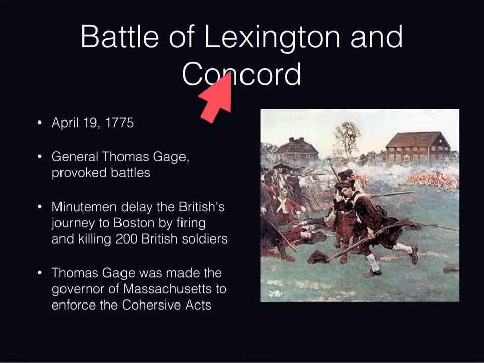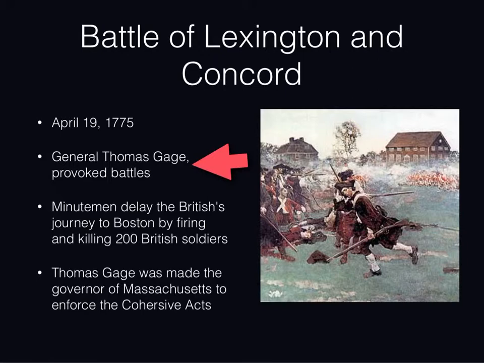On April 19th, 1775, General Thomas Gage sent troops to arrest Hancock and Adams and to seize Patriots' weaponry, which provoked the Battle of Lexington and Concord. Then 70 Patriots gathered on Lexington Green. British soldiers were told to disperse. Then, finally after the shooting, 8 Patriots were killed.